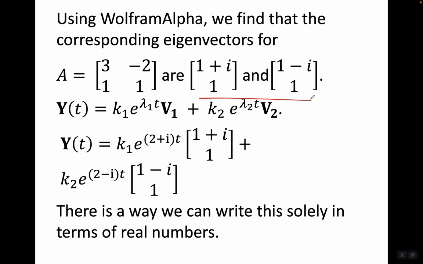Now, based on what we've seen before, our solution y(t) is k1 e^(lambda1 t) v1 plus k2 e^(lambda2 t) times v2. First eigenvalue is 2 + i, second eigenvalue is 2 - i, and then we plug in the eigenvectors, and we're good to go. And technically, this is our correct solution. But it's not particularly helpful because, look at that. It's got i's running around in it. We don't want that. There is a way we can write this solely in terms of real numbers.